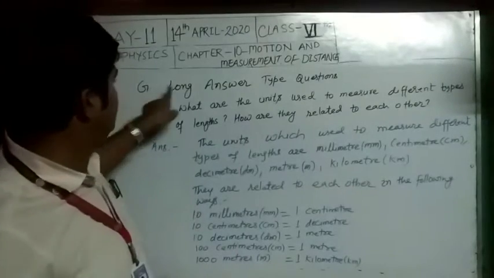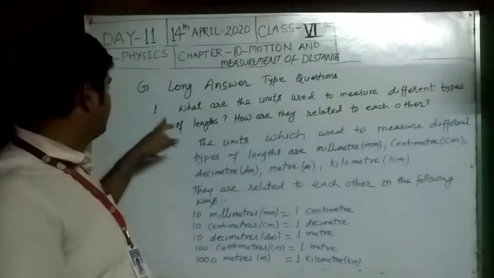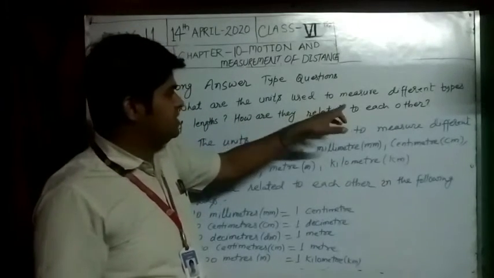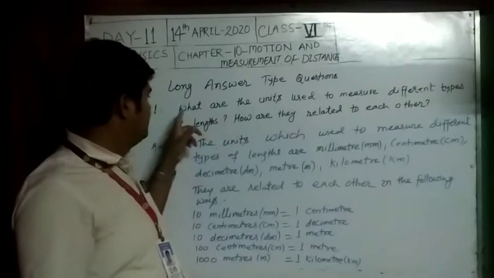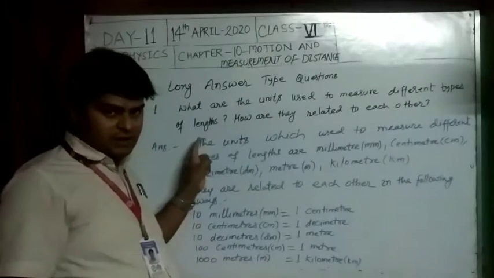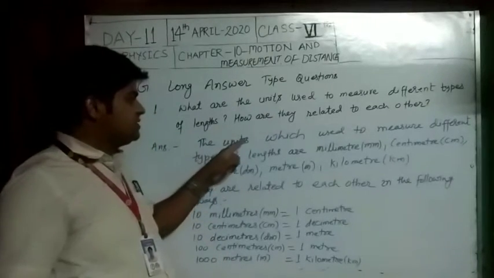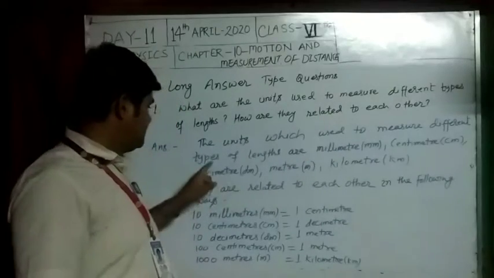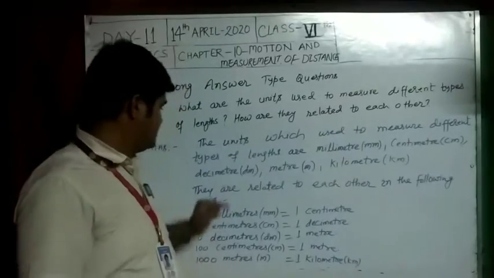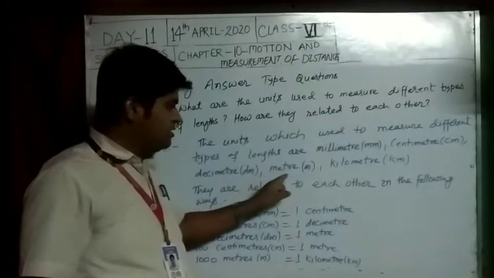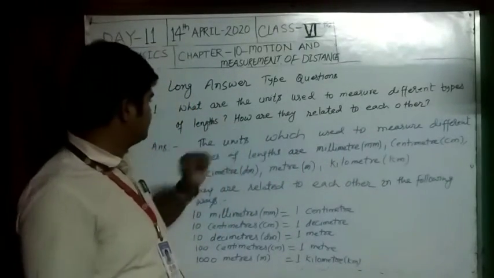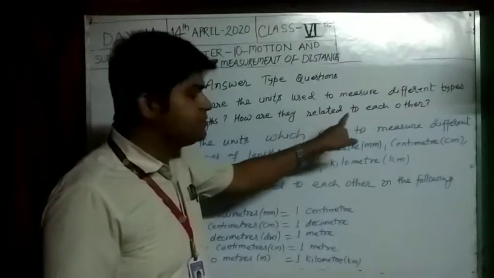Question number G, long answer type questions. Question 1 is, what are the units used to measure different types of length? I have taught you the units which are used to measure different types of length: millimeter, centimeter, decimeter, meter, and kilometer. These are the units to measure length. Now the second question, how are they related to each other?